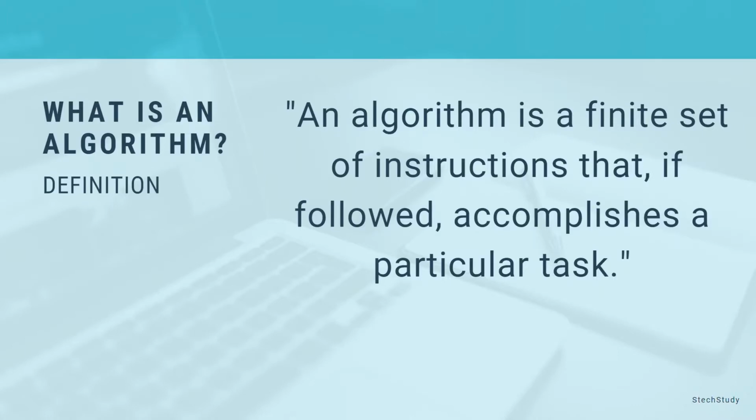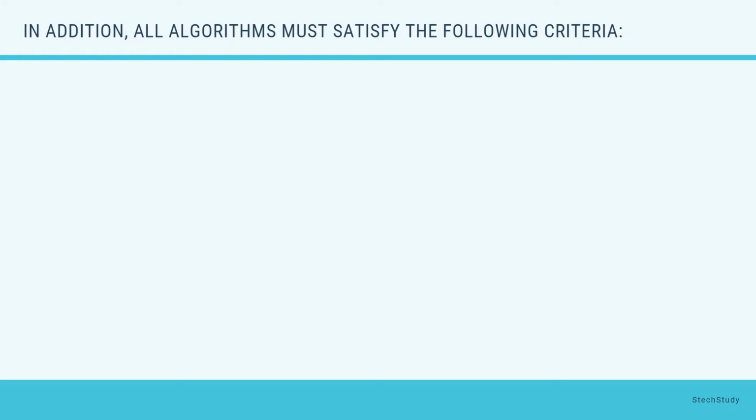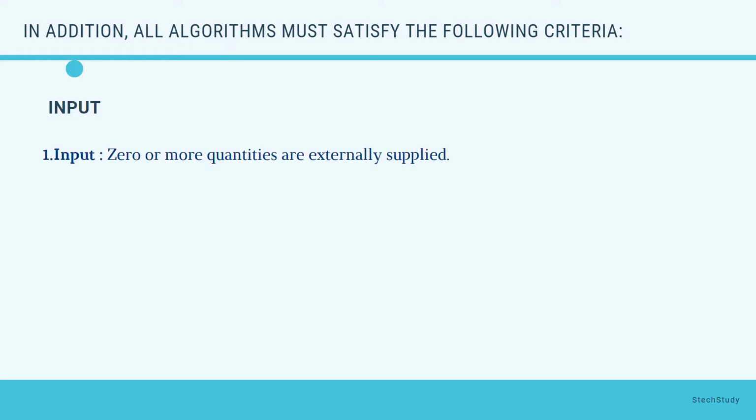What is an algorithm? An algorithm is a finite set of instructions that, if followed, accomplishes a particular task. In addition to the definition, all algorithms must satisfy the following criteria or properties. That is, an algorithm must take 0 or more inputs externally. It should produce at least one output.